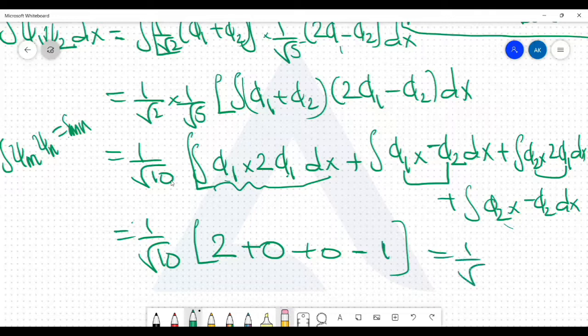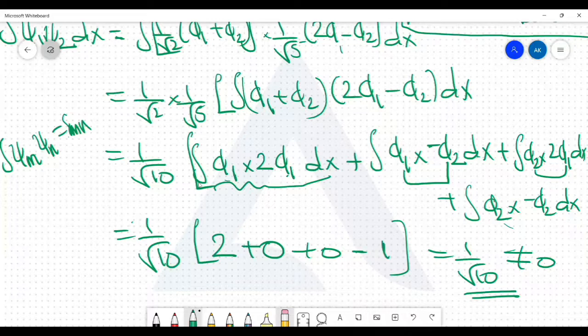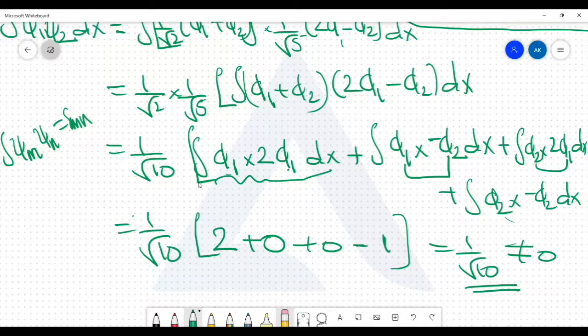Therefore, you get 1 by root 10. This is not equal to 0, which means states psi 1 and psi 2 are not orthogonal.